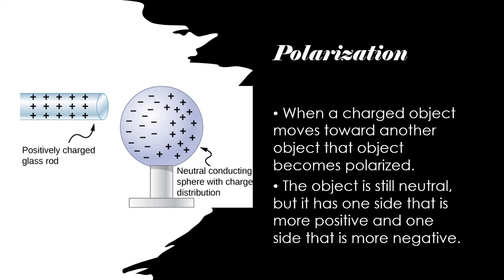So what happens in this is you have a thing called polarization. So polarization is when a charged object moves towards another object. Then that object becomes polarized. So here we have a positively charged glass rod. Well, you have a neutral sphere. Okay, there's no extra electrons, there's no extra protons.